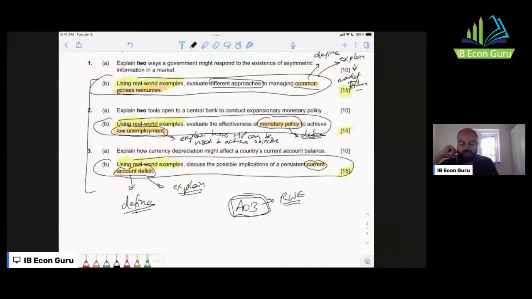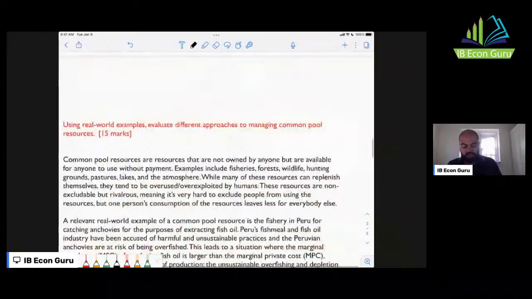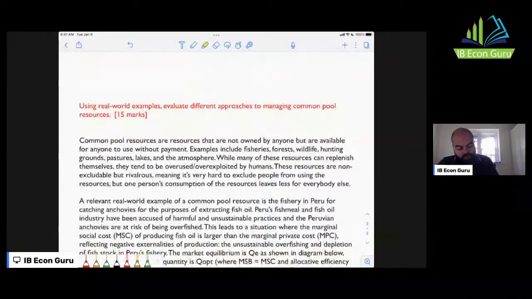All right, so I chose the first essay here to use as my sample for this method. So the question is, using real world examples, evaluate different approaches to managing common pool resources. Remember, common pool resources would be the key term that I would define, and the theory I would explain would come from market failure.